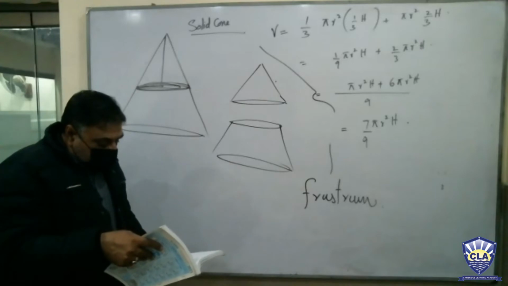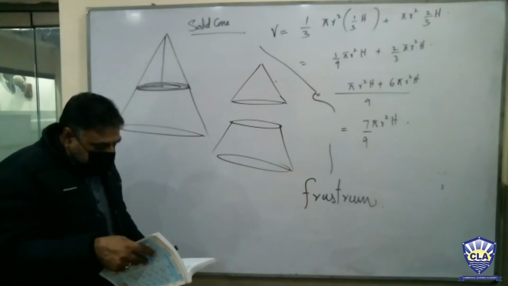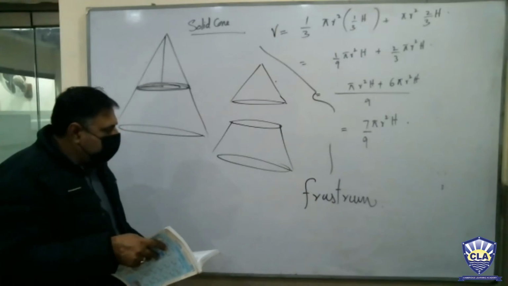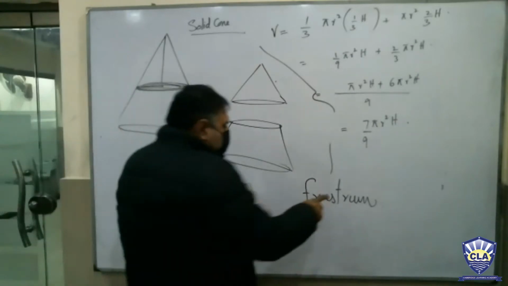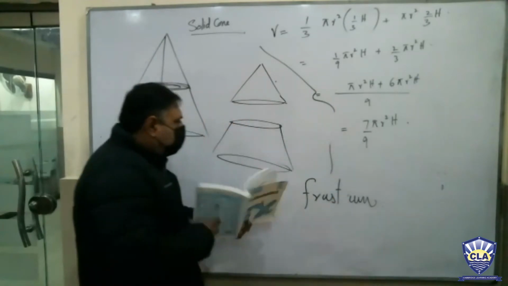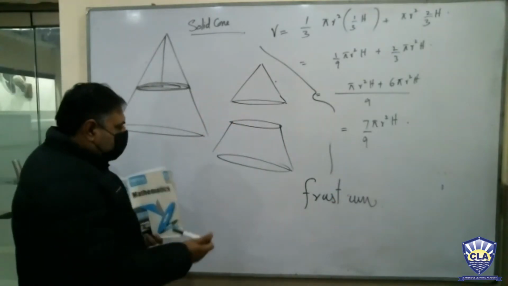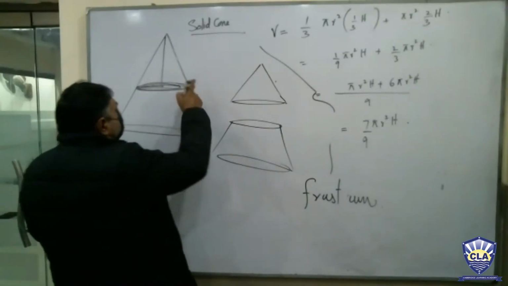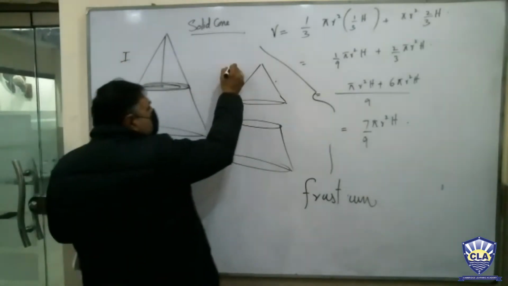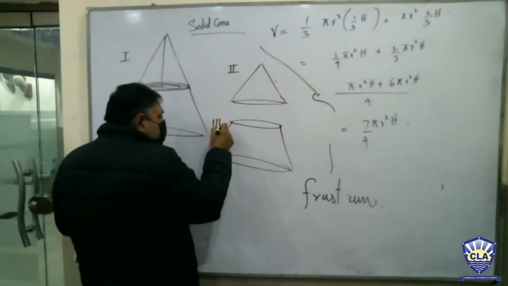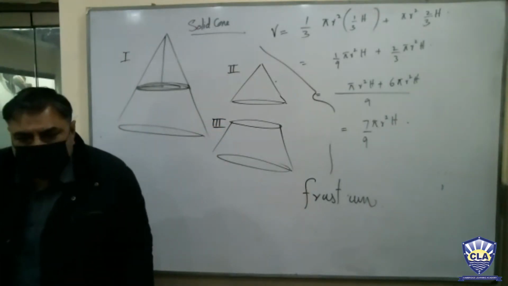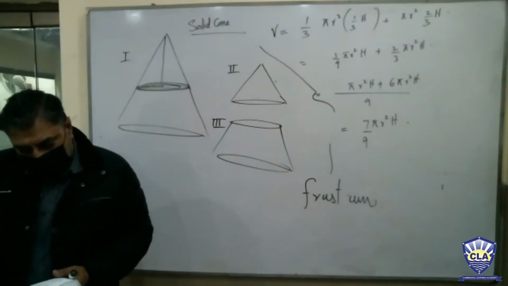The cone in diagram 1 is cut parallel to the base to obtain a small cone shown in diagram 2 and a frustum. Frustum, not trum. It is question number 8. It is diagram 1, diagram 2, and diagram 3. These are the 3 diagrams given in this question. I'm talking about B part.